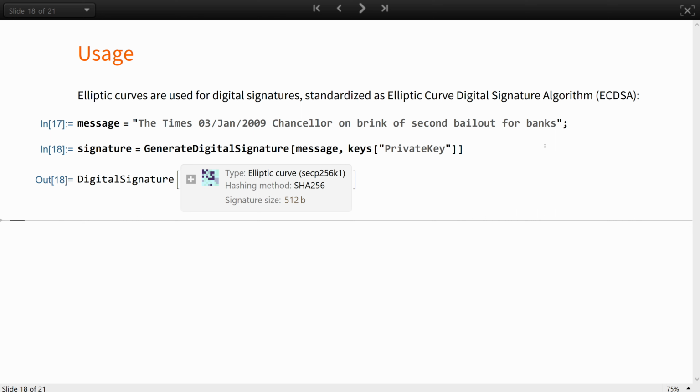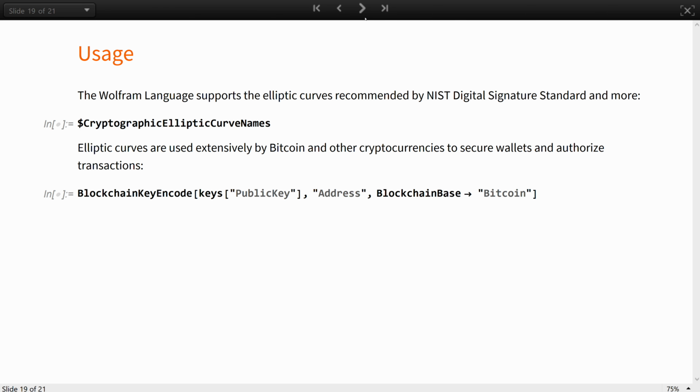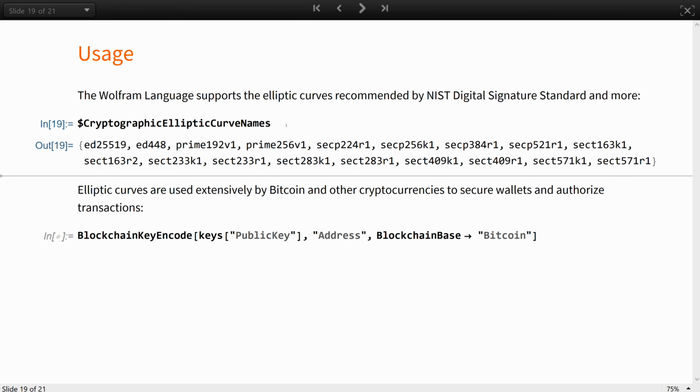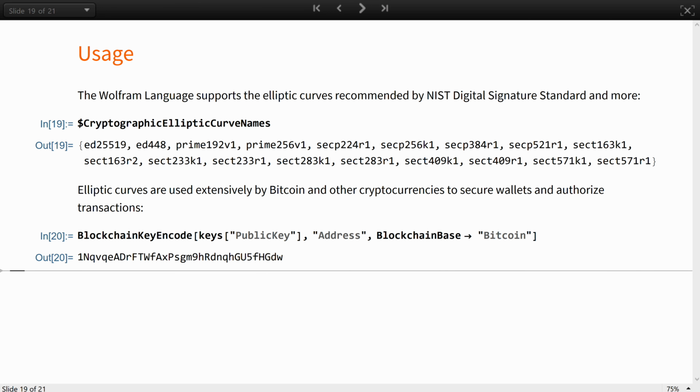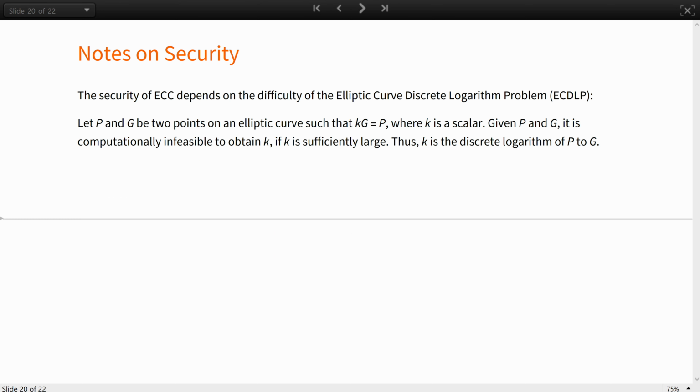Other digital signature schemes over elliptic curves include Schnorr and Edwards signatures. The Wolfram Language supports all the elliptic curves recommended by the NIST Digital Signature Standard and a few more. Today, elliptic curve cryptosystems can be found in TLS, SSH, and other main technologies of the modern web and IT world. Elliptic curves are also used extensively by Bitcoin and other cryptocurrencies to secure wallets and authorize transactions.